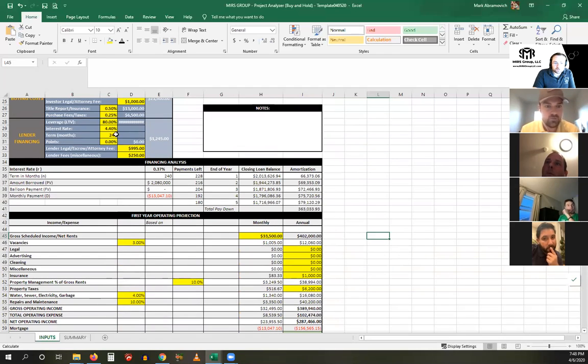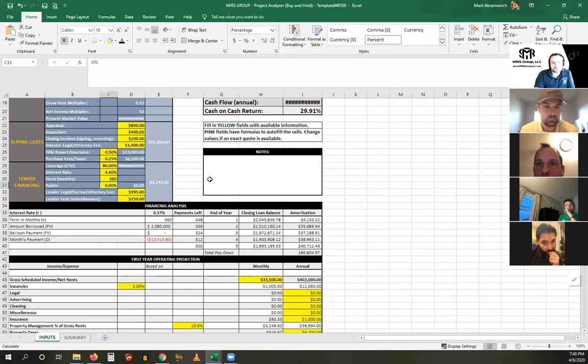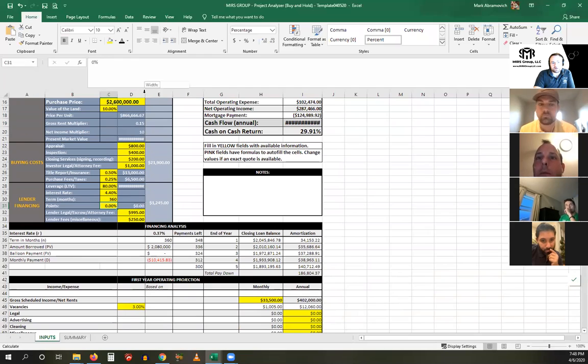Well, may I just point out one thing? We're looking at an example that's using a $200,000 purchase price. Well, why don't we just multiply that by 10?